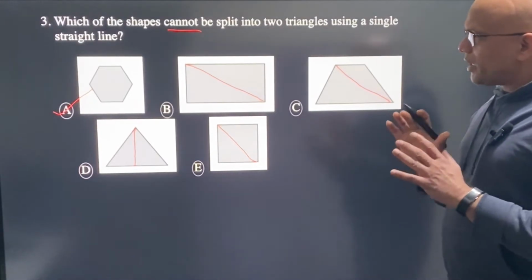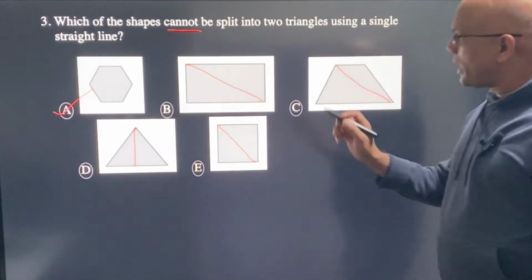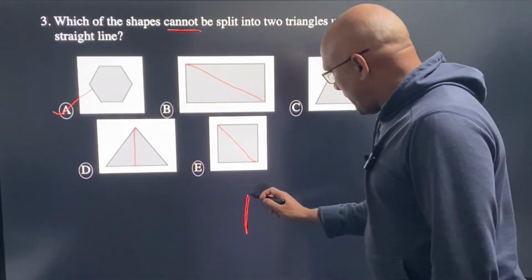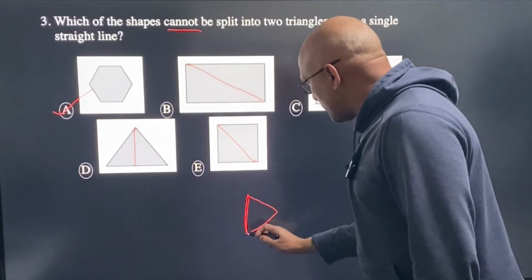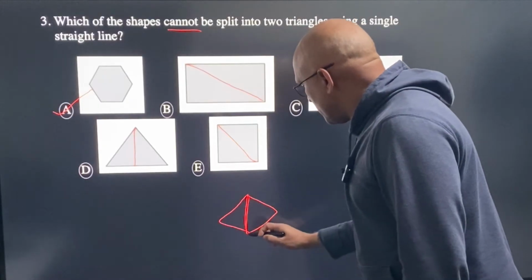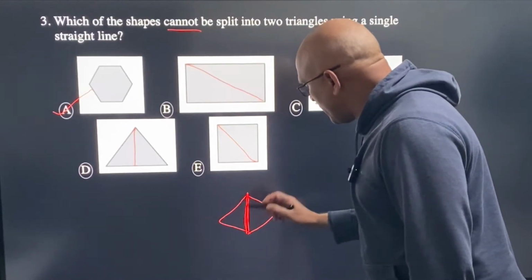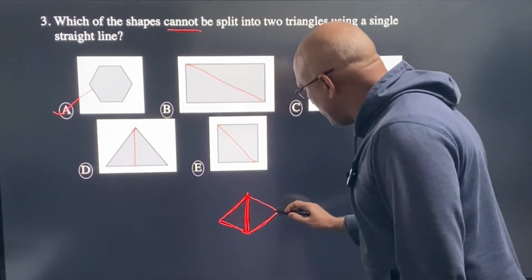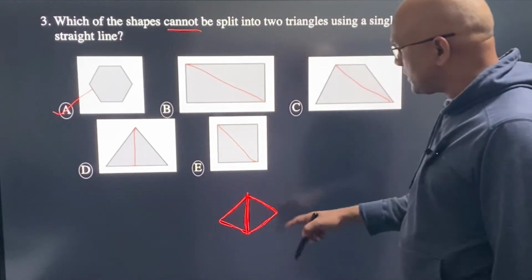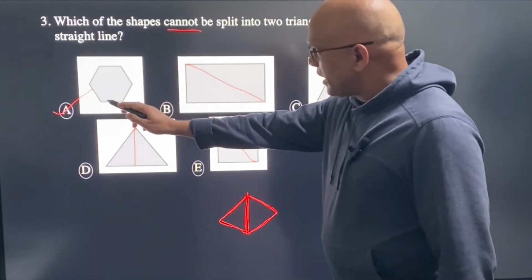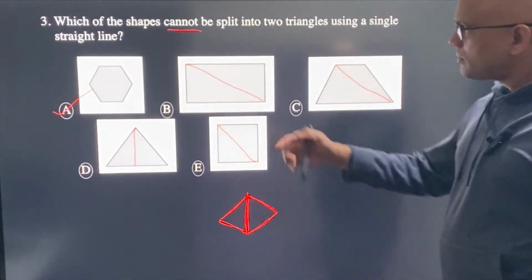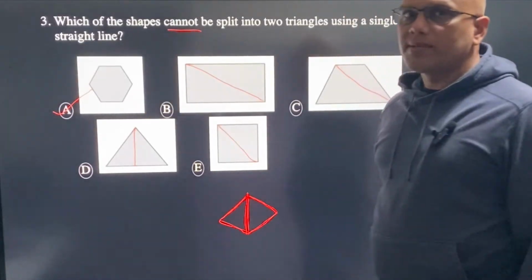There is another way to think about this. We are using one line to make 2 triangles out of a shape, right? So let's say this is the 2 triangles using one line. So the original shape cannot have more than 4 sides. 1, 2, 3, 4. It cannot have more than 4 sides, right? And you can see this has more than 4 sides, so we cannot make 2 triangles out of this.